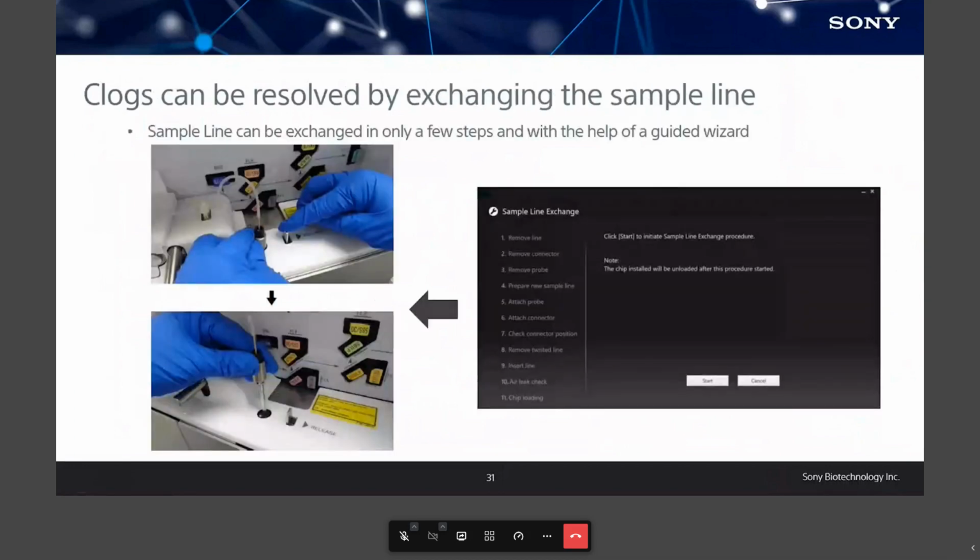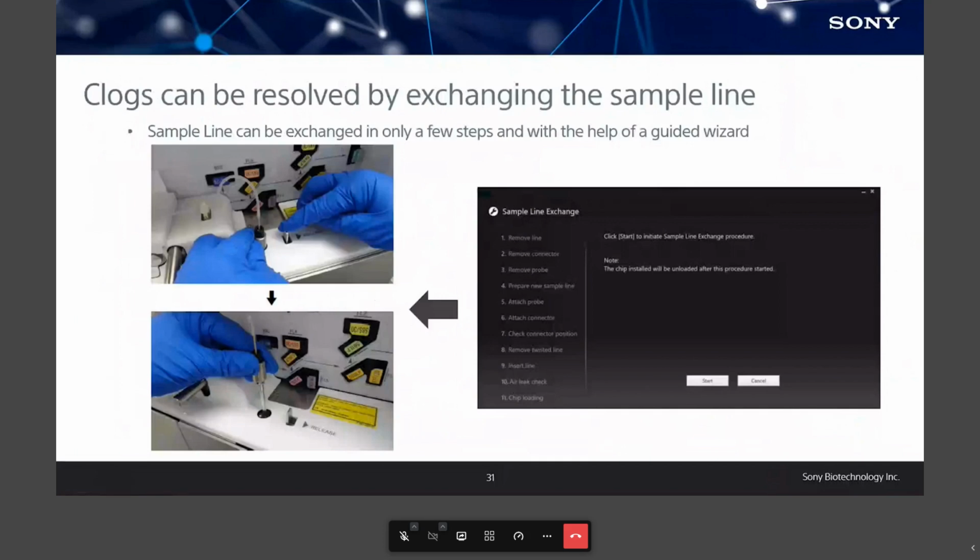Now, if you've got a really, really stubborn clog or some other issue with your sample line, the sample line can simply be exchanged, again with a software wizard. You go to that maintenance tab, you click on sample line exchange, and it will walk you through with pictures and instructions how to swap out that sample line. These come pre-assembled all in one piece. It takes maybe 2 minutes to swap it in and out of the instrument, and then you're ready to recalibrate and continue on sorting. So again, very minimal downtime.